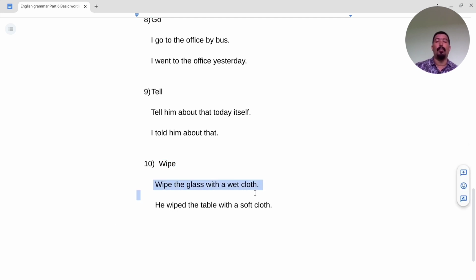Wipe the glass with a wet cloth. So I am giving some instruction to someone. Wipe the glass with a wet cloth. There is some dust on the glass. There is some dirt on the glass. You can wipe the glass with a wet cloth to make it clean. Past tense is wiped. He wiped the table with a soft cloth. So wipe, wiped.